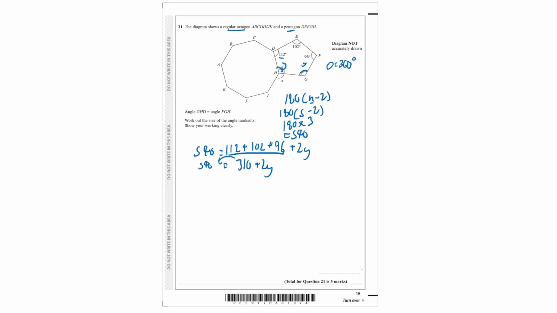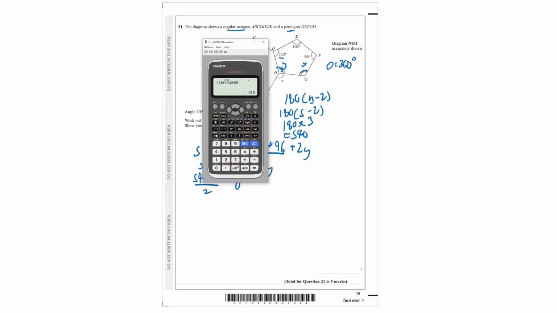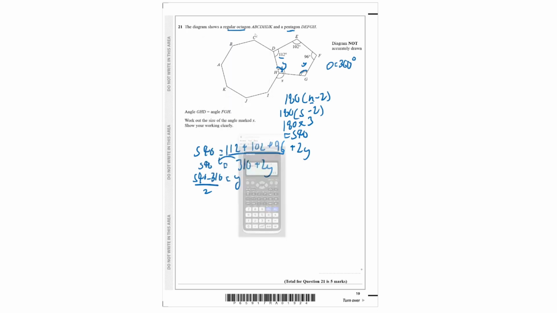We can then bring this to the other side. So we have 540 minus 310, divided by 2. This will give us y. So we can find this out using our calculator. We have 540 minus 310, divided by 2. So that means it is 115. So that means that this angle right here is 115 degrees.